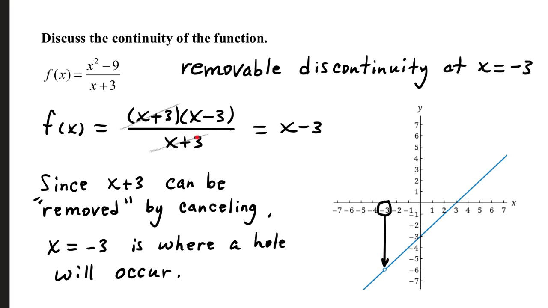If you can remove a denominator by cancellation, then x plus 3, because we can remove it by canceling, x equals -3 is where a hole will occur. And back up to the top of your screen, that is called a removable discontinuity. It's a hole in the graph. You can have a limit exist at a hole, just not at a vertical asymptote.